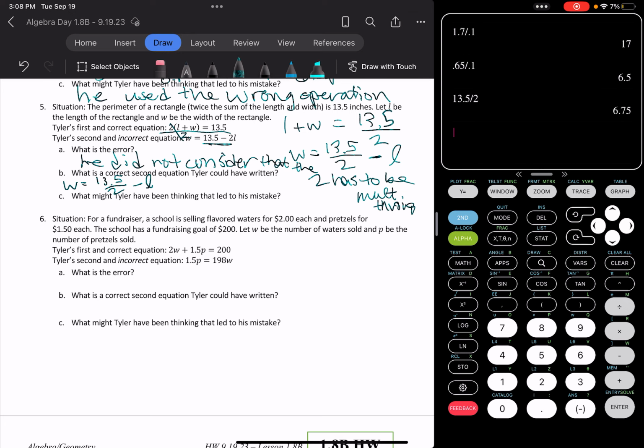And again, what might Tyler have been thinking that led to his mistake? He did not consider the distributive property, right? The importance of distributing that 2 through the entire parentheses. And so therefore, if you divide one side by the 2, you have to divide the other side by 2. So you can say distributive property. You could also say he didn't divide both sides by 2. But again, he has 2L here, so he did consider that the 2 has to be multiplied by the L, just not by the W, which is why I'm saying distributive property.